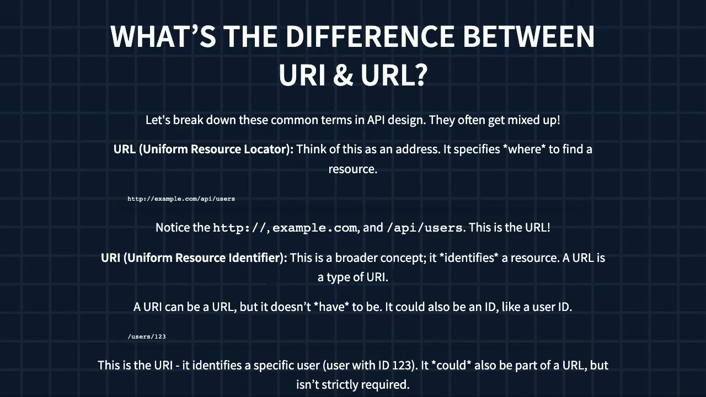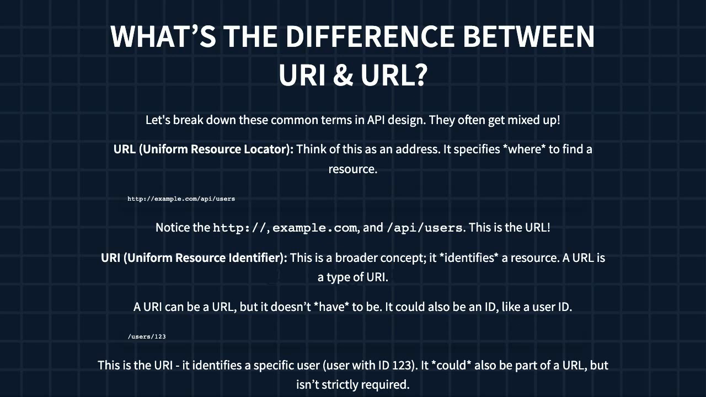Okay, let's talk about URI and URL. They're closely related but have distinct roles in API design. A URL is essentially an address. It tells your browser exactly where to find a specific resource on the internet. Think of it like a street address for something online. It includes things like the protocol, like HTTP or HTTPS, the domain name, and the path to the resource.